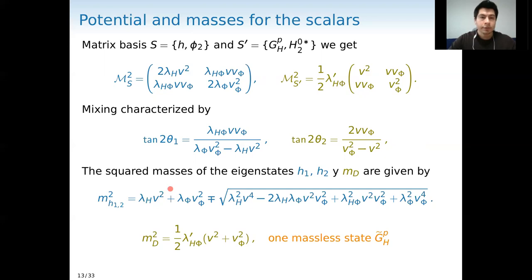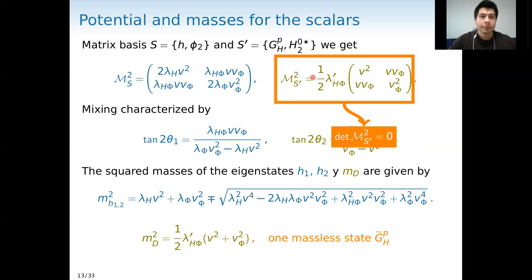In the case of this M_S prime mass matrix, we find that the determinant is zero, so we are going to have one massless state. This massless state is actually a Goldstone boson that is unphysical. If we rotate our gauge, we can actually get rid of this field, which means this is going to have no effect on the physics of this model.